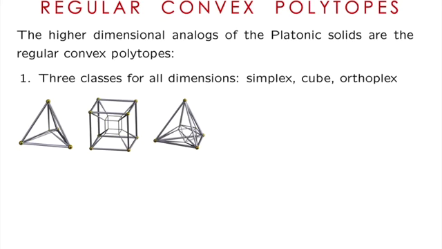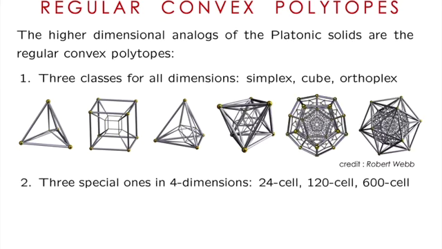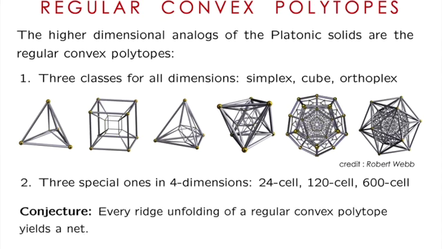But not only are these 3 classes for all dimensions, there are 3 exceptional cases, and they appear only in 4 dimensions: the 24 cell, the 120 cell, and the 600 cell. And we believe that these can be approached and attacked using probably a computational method of exhaustion. And so we have this conjecture: every ridge unfolding of a regular convex polytope yields a net. We'll see what happens in the future.